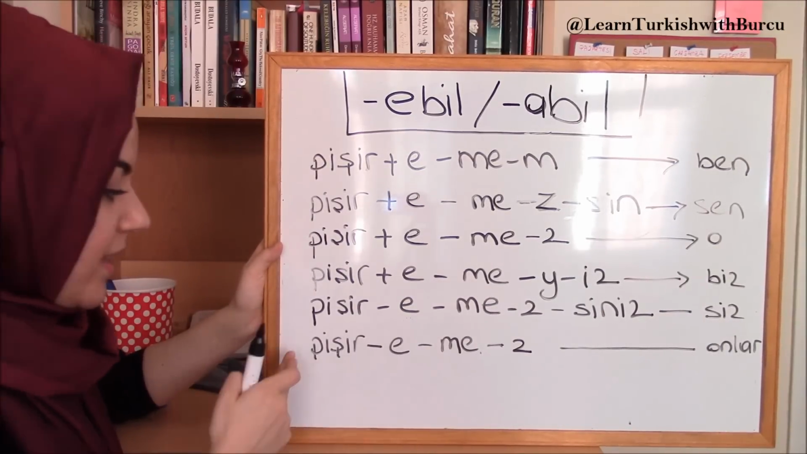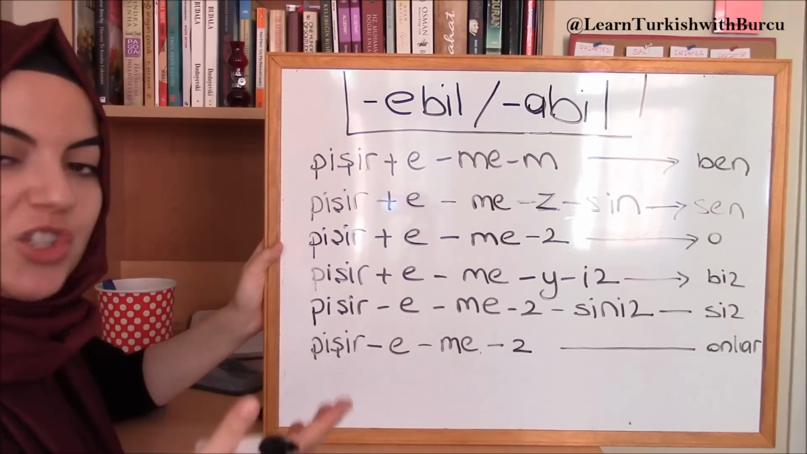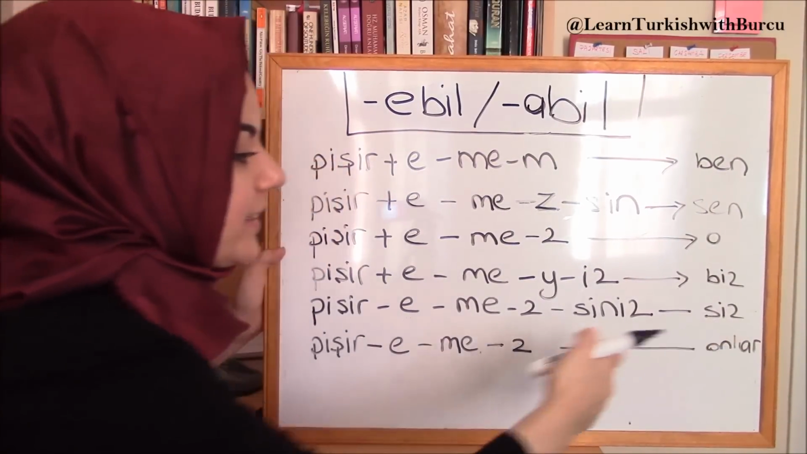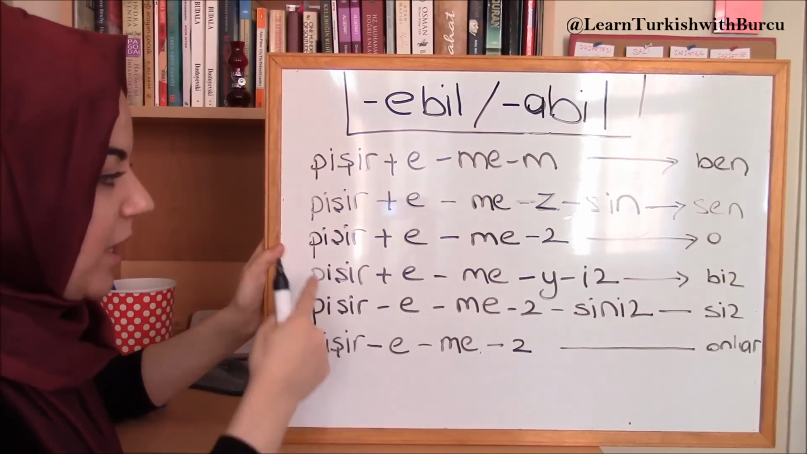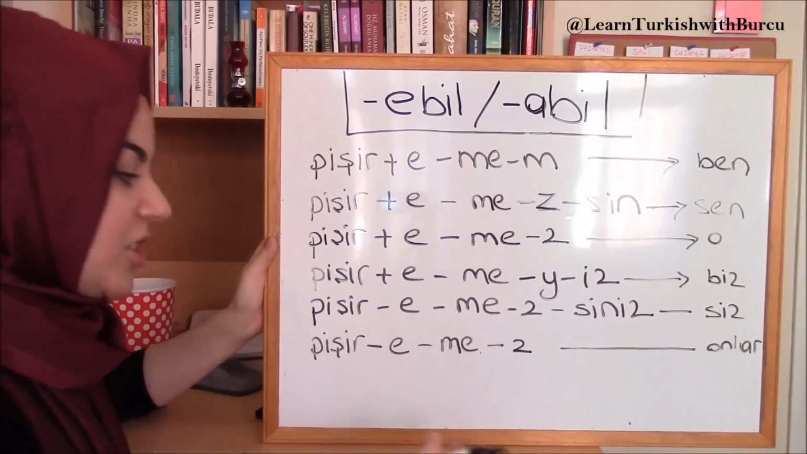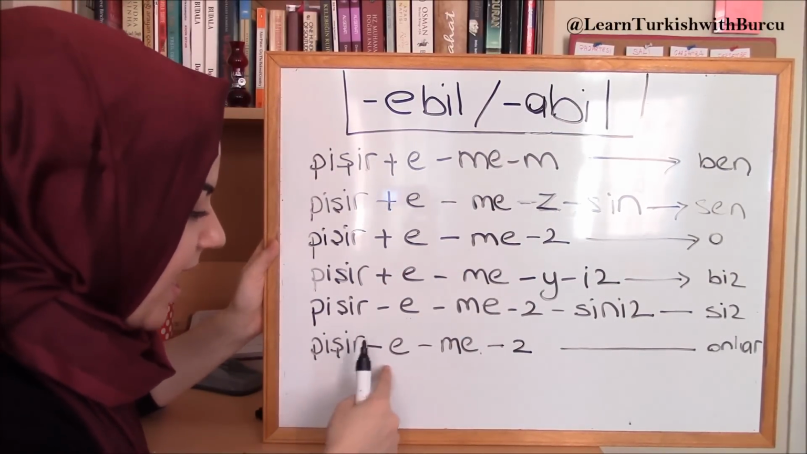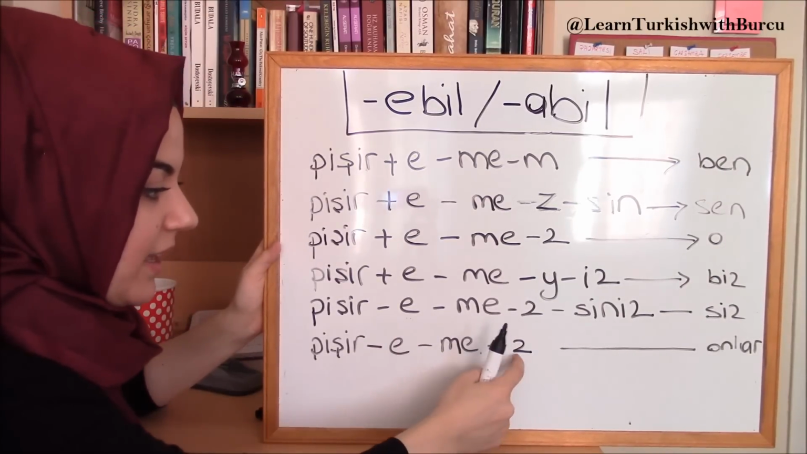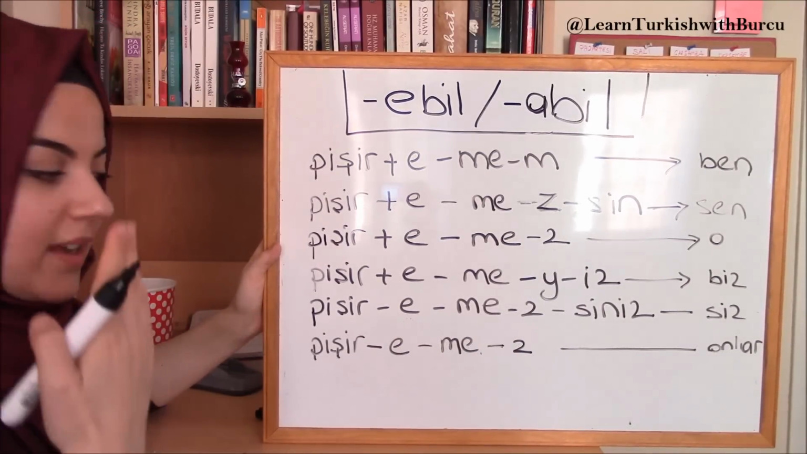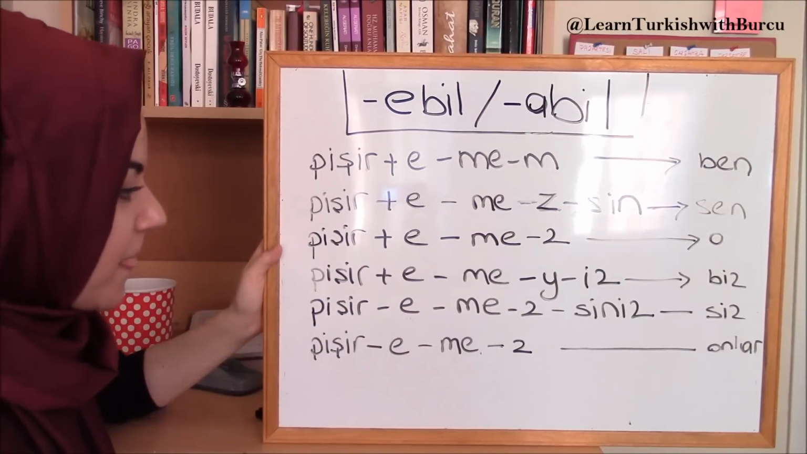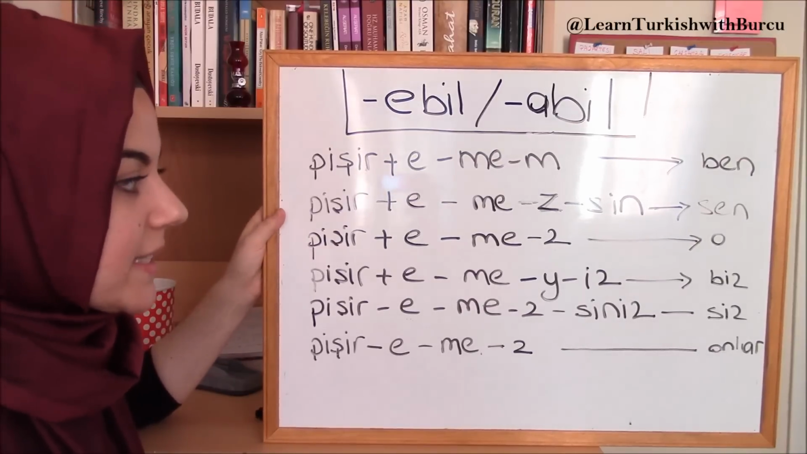And then pişiremezler. Onlar pişiremezler, veya pişiremez. But here we are talking about onlar. So I clearly mention it because we can confuse both of them. O pişiremez, onlar pişiremezler. Me for negative and z for third person simple present tense. Okay? So I hope everything is clear.